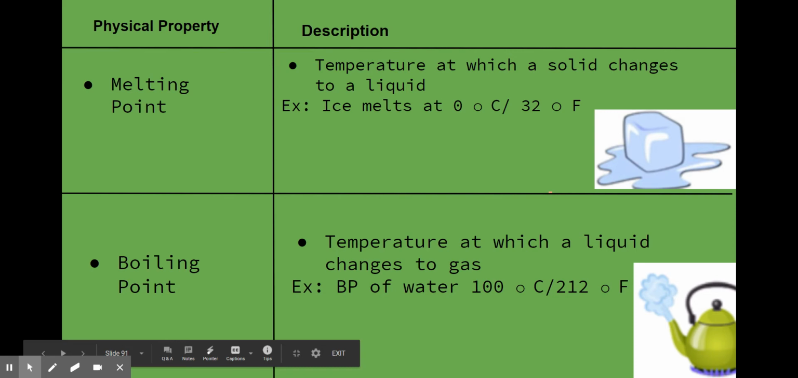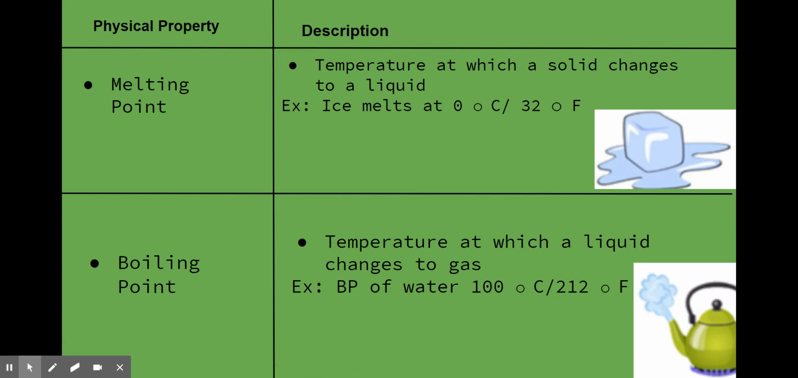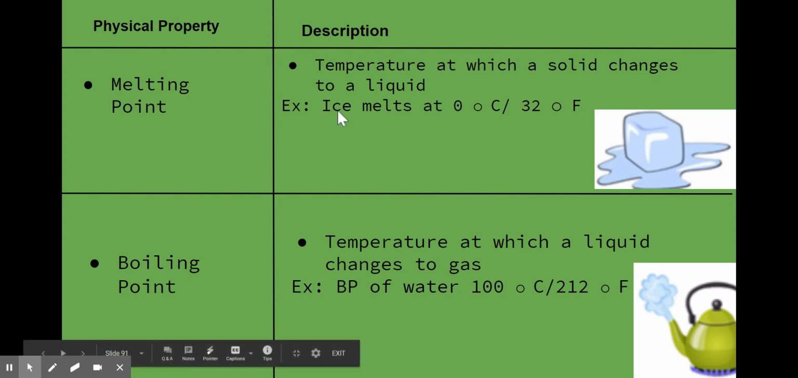Melting point is the temperature at which a solid changes to a liquid. So when you go from a solid to a liquid is our melting point. And again, this is going to be important. You're going to see it over and over again. Ice melts at 0 degrees Celsius and 32 degrees Fahrenheit.